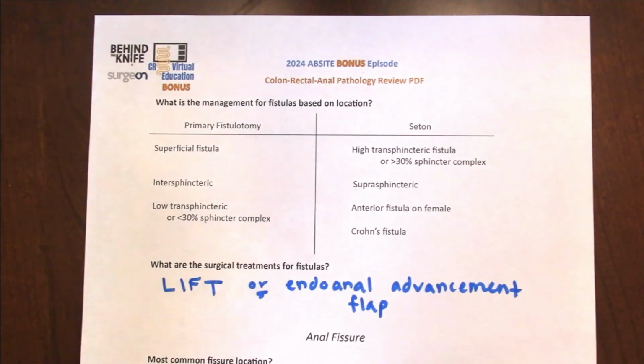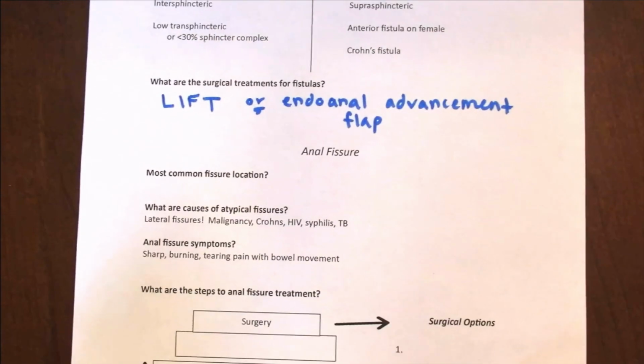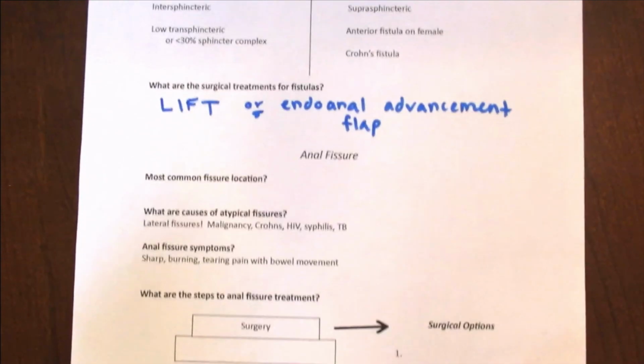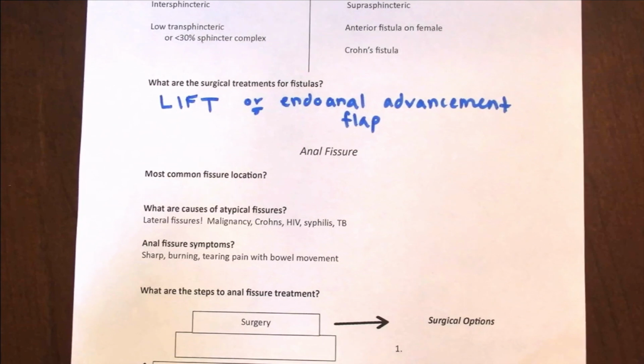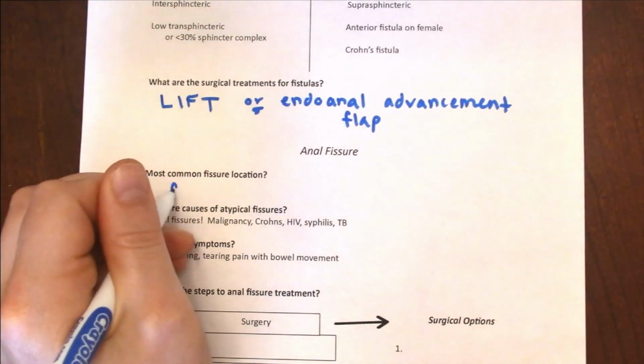And our next section is on anal fissure. Okay. What's the most common fissure location? 90% of the time, it's in the posterior midline.